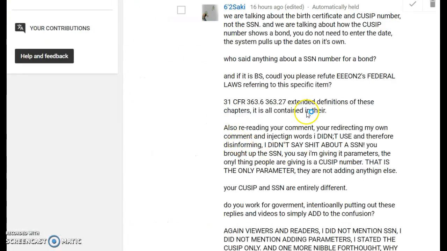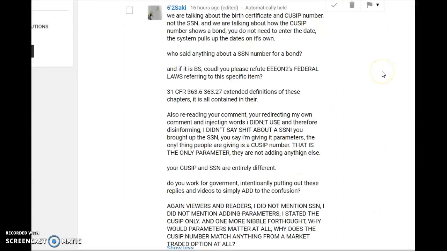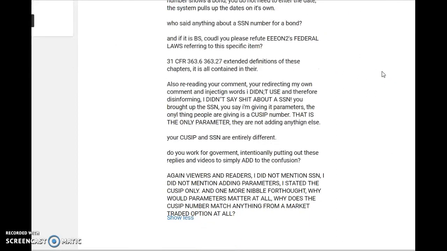Now, with regards to the remainder of what is on this particular comment, okay, I want to make sure that I don't leave anything out here. It states also, rereading your comment, you redirecting my own comment and injecting words I didn't use, and therefore disinforming. I didn't say blank about a social security number. Okay, two things in this.